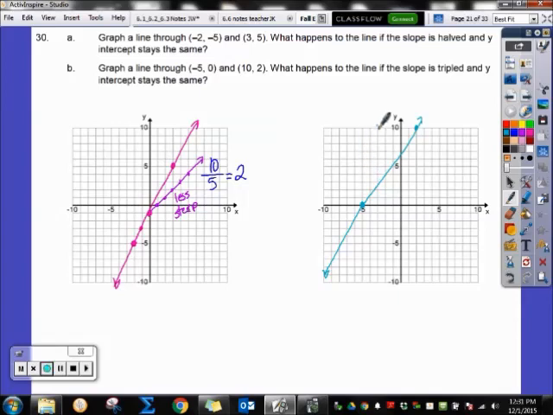1, 2, 3, 4, 5, 6, 7. So 10 over 7. And then, oops, I just realized I graphed, sorry guys. I just realized I did the negative 5, 0 correctly, but then I accidentally went up 10 first when I should have gone out 10 and then up 2. So I apologize. So there's my line.